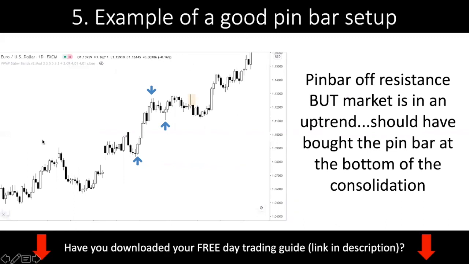I didn't manage to change this, but just take note of this. This is not good. It's bad. Sorry for that, I apologize. But in this case, try to understand why this is a bad pin bar setup. Maybe you want to pause this video. So let me explain why this is a bad pin bar setup.